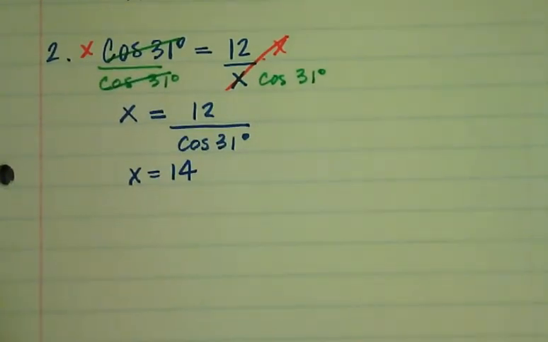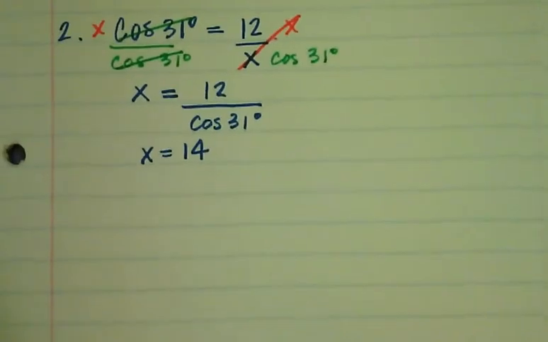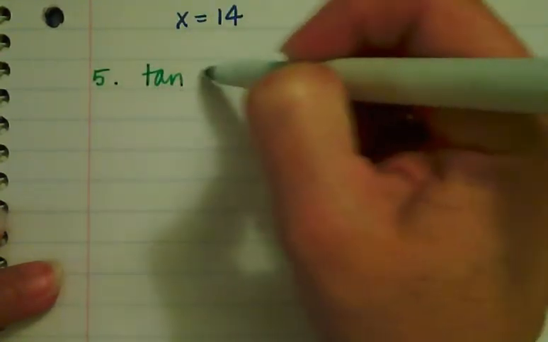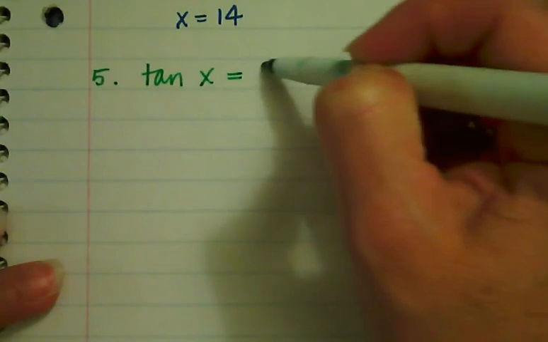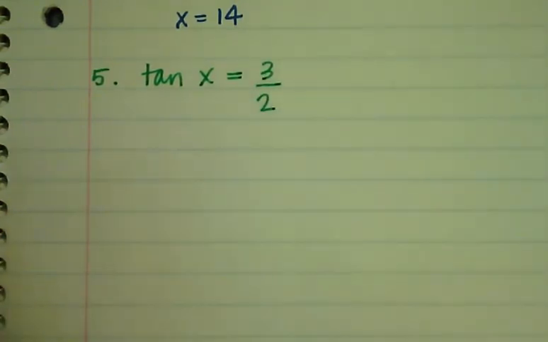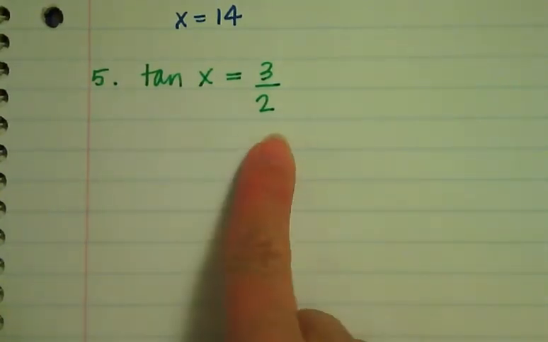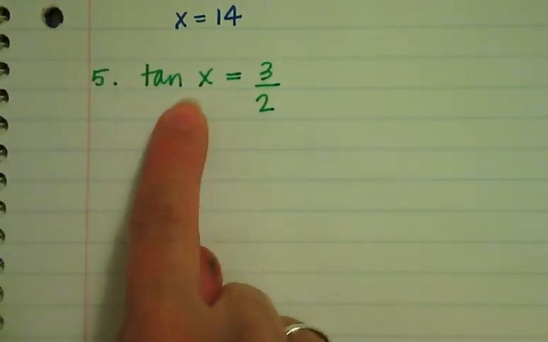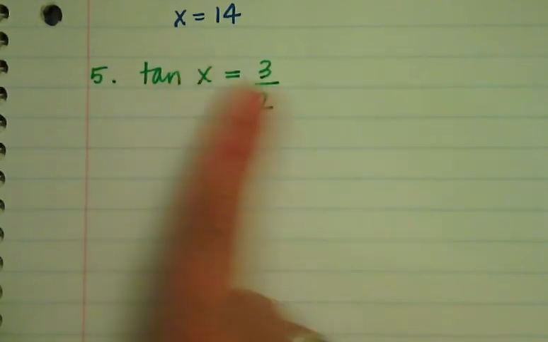All right, next up, let's move down to number 5. So number 5, the problem that we got there to solve for number 5 is that the tangent of x is 3 over 2. And again, I reduced that, so that was a little bit better. All right, so on this problem, we do not know the angle. We know the sides. We don't know the angle. So what we need to do is the inverse tangent button.